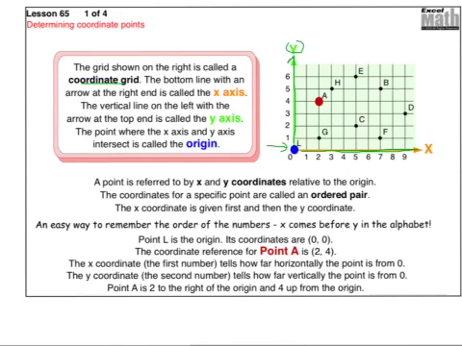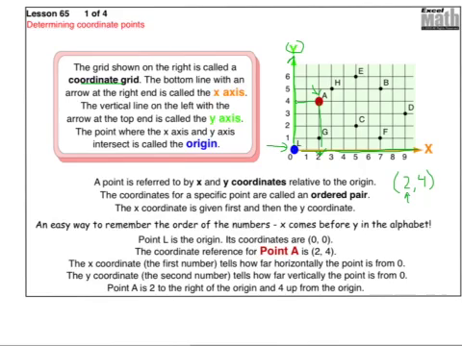A point is referred to by x and y coordinates relative to the origin. That means in relationship to the origin. So point A right here, this big giant red dot, is located at x is 2. See, if you come down from that A right there, it's at 2. And y is at 4. And so we write 2 for x and 4 for y.